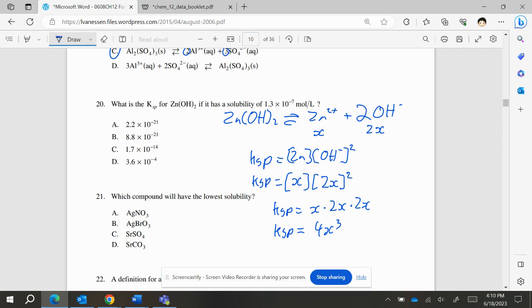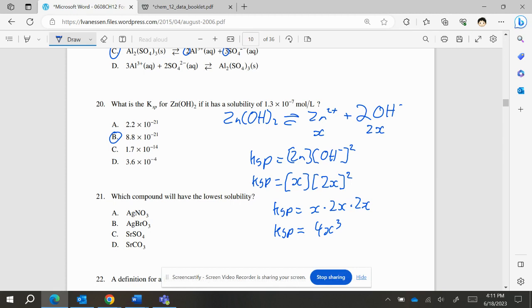So I'm going to go 1.3 times 10 to the minus 7, cube button, and then times it by 4. And I get 8.788 times 10 to the minus 21, or 8.8. Close enough.